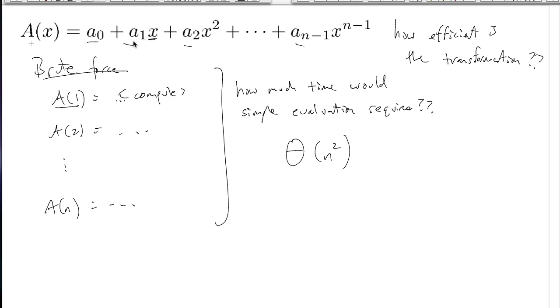You have x and you have a1, multiply a1 times x, and then compute x squared. That's one multiplication, multiplied by a2. So each of these terms could basically take 2 operations. So that's how you do it. There's an even cleverer way called Horner's rule, Horner's method, which gives you a more elegant way of doing it too.